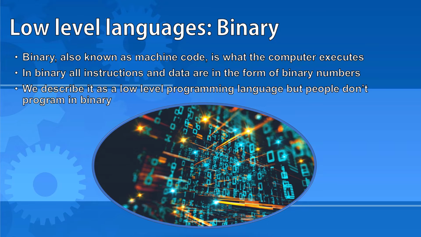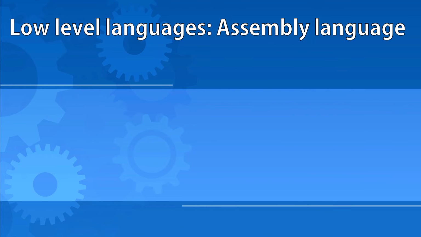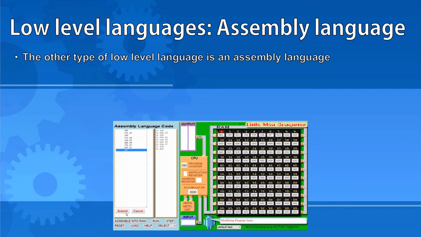Although we describe binary as a low-level programming language, people don't actually program in binary. It would simply be too difficult to remember all the binary codes for all of the things we might want to do. Assembly language is the other type of low-level language.